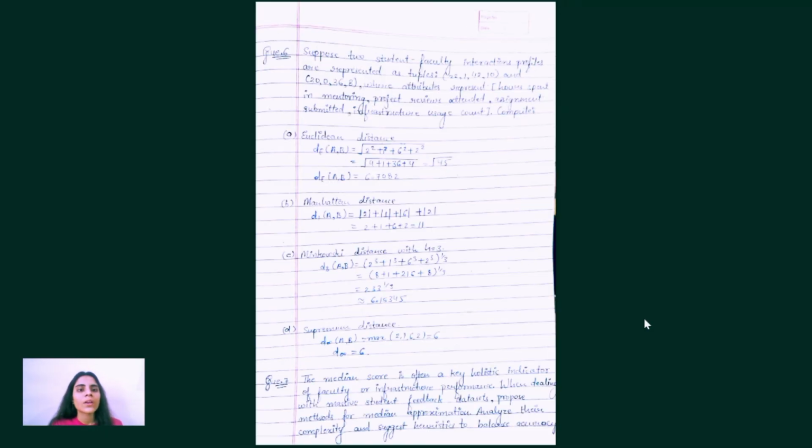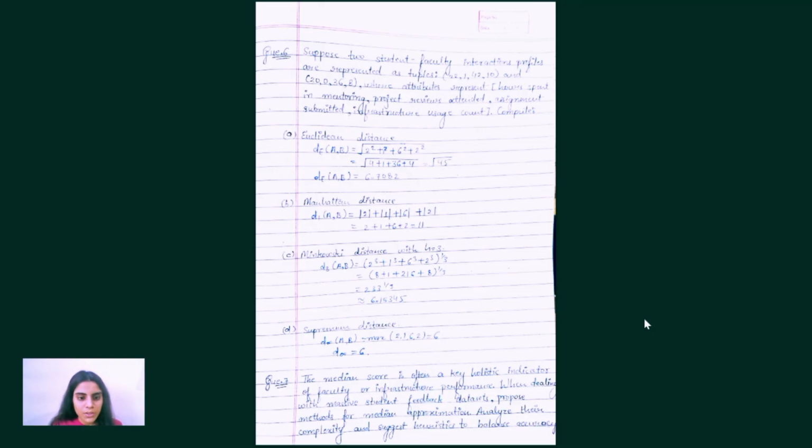After it, question number 6 is: suppose two student faculty interaction profiles are represented as tuples as given in the question. You can see on screen. Then we have to find out the Euclidean distance and all these four things that are shown on the screen. So we can calculate it using these formulas, as you can see in the calculation here.